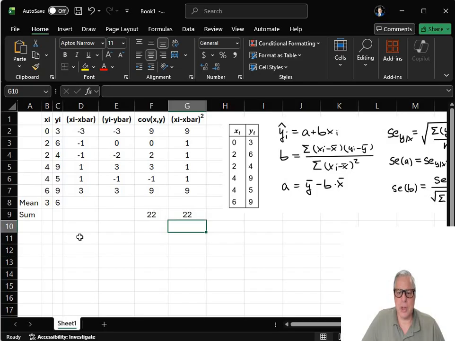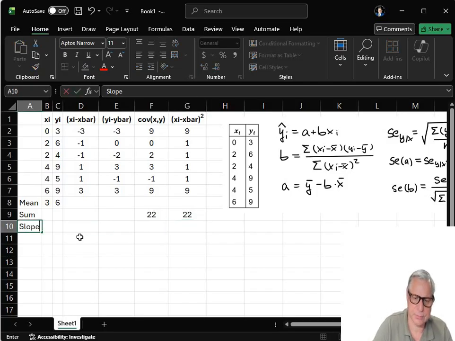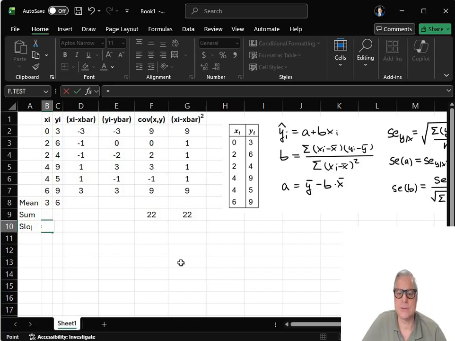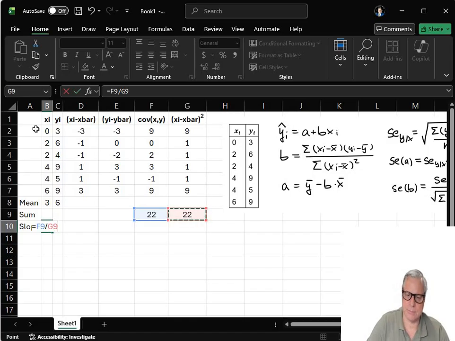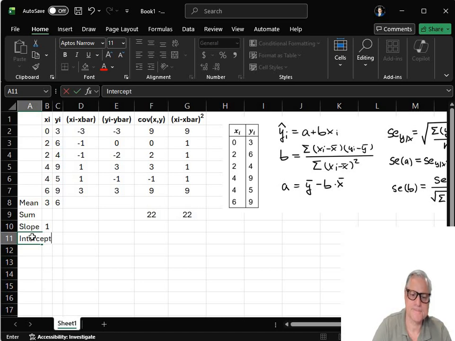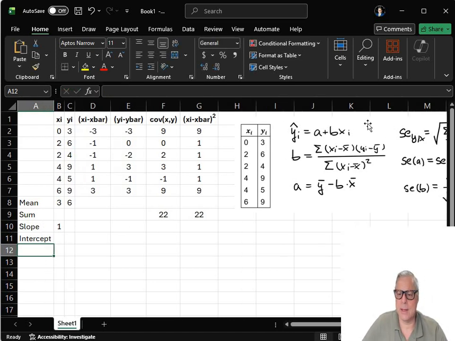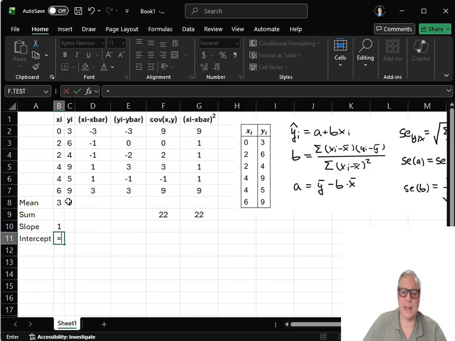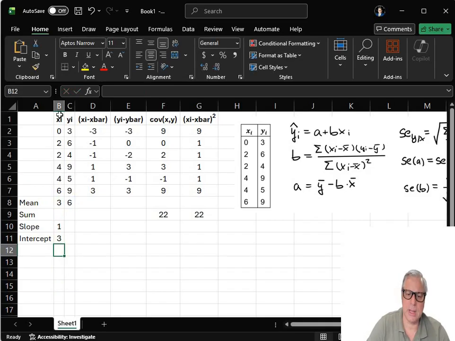So now we can calculate the slope. The slope is the covariance of x and y, the 22, divided by the sum of xi minus x bar squared, and we get indeed 1. Okay, so now we can also calculate the intercept. The intercept is given by the mean of y, which we have already calculated, that is the 6, minus the slope times the mean of x, which is 3, and indeed we get 3.